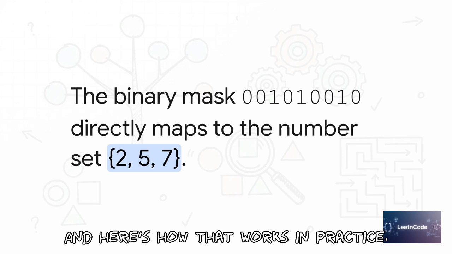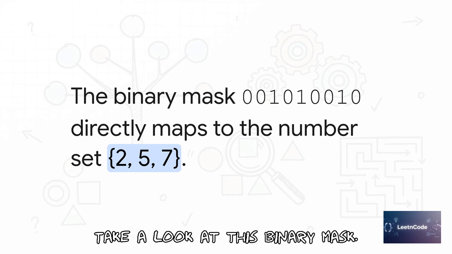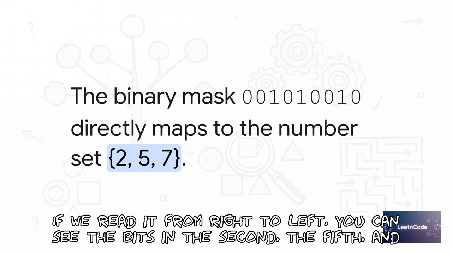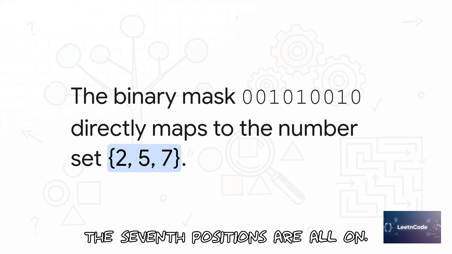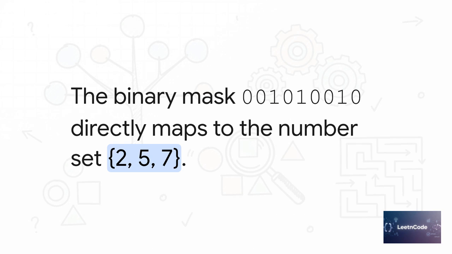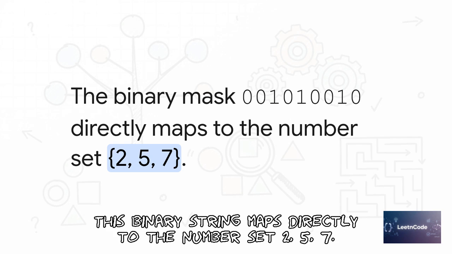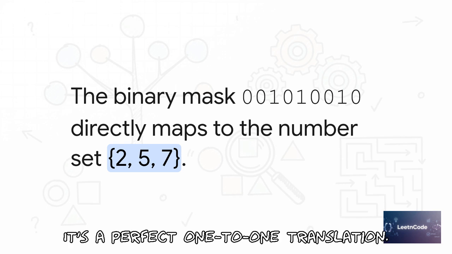And here's how that works in practice. Take a look at this binary mask. If we read it from right to left, you can see the bits in the 2nd, the 5th, and the 7th positions are all on. They're ones. This binary string maps directly to the number set 2, 5, 7. It's a perfect one-to-one translation.